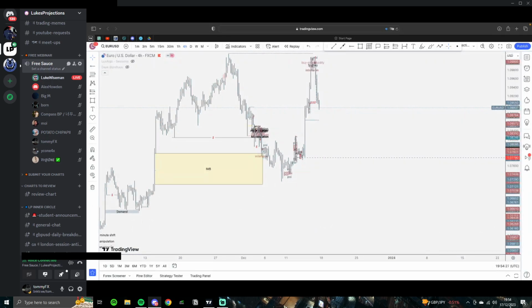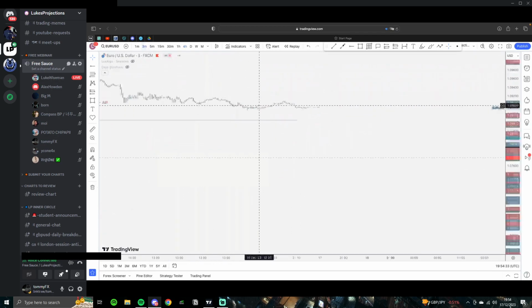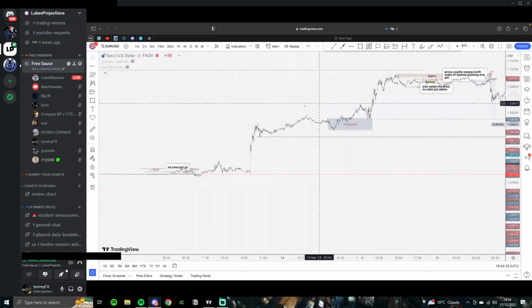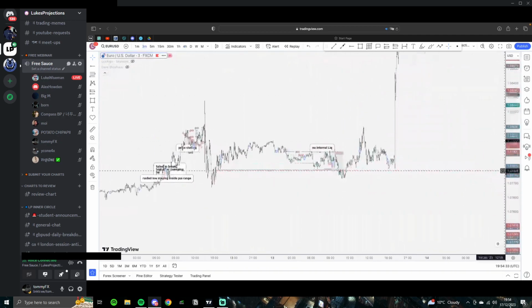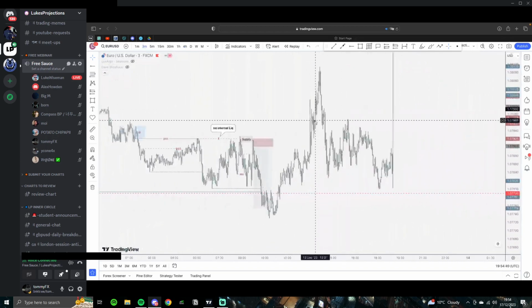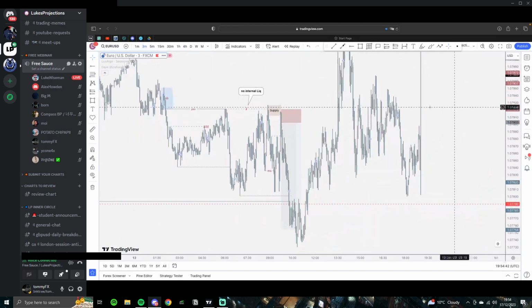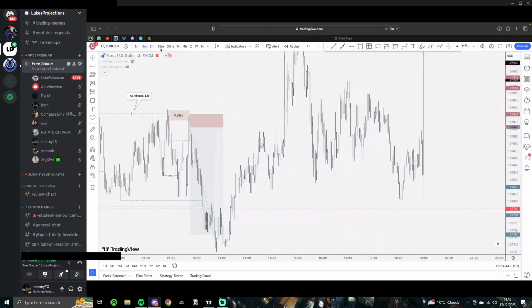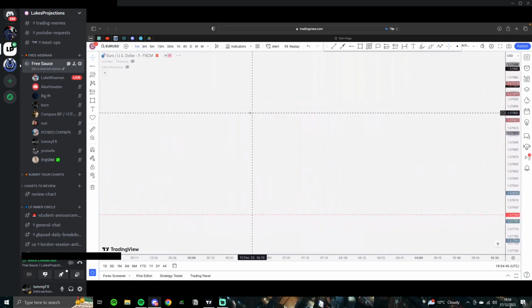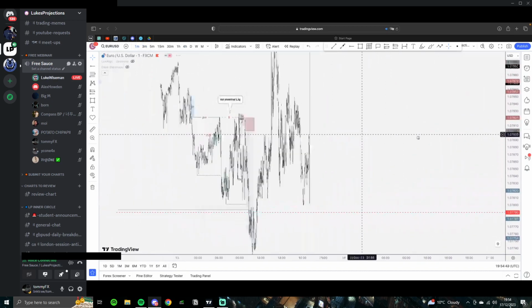Why did you wait for it to come to that supply and not enter off the liquidity sweep after, I don't know what that says. Where are we? Hold on a minute, I'm trying to find this bloody trade.